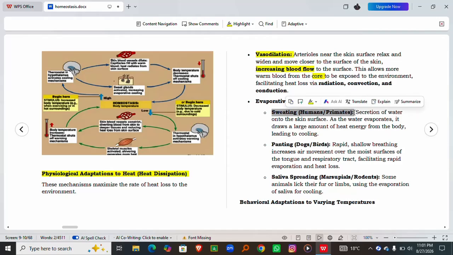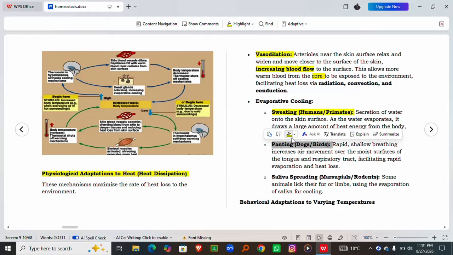Sweating occurs in humans and primates, so that during sweating, the sweat is going to get out of the blood in the form of water, and it gets out of the body with what we call latent heat of vaporization. So when the water is evaporating, it draws a large amount of heat energy from the body, and that will result in cooling. The second thing is panting.